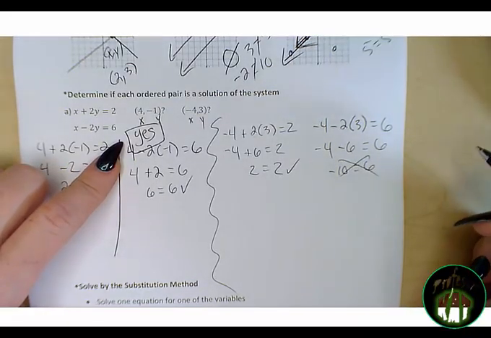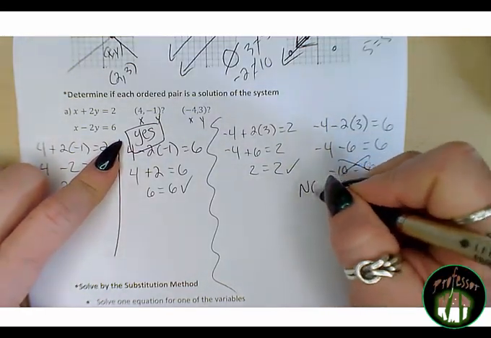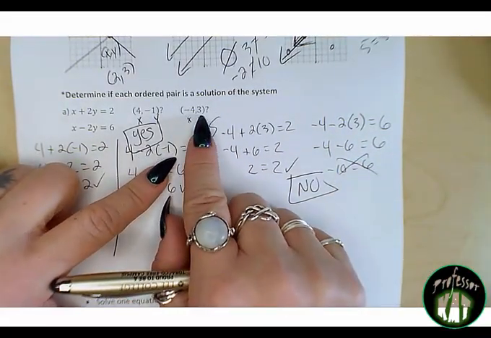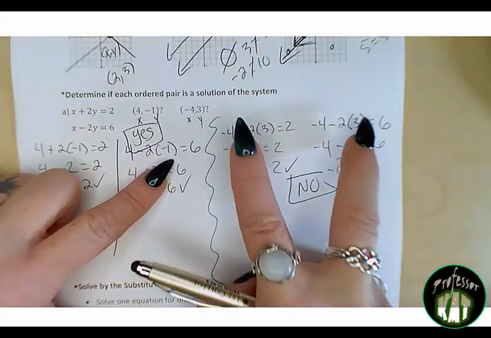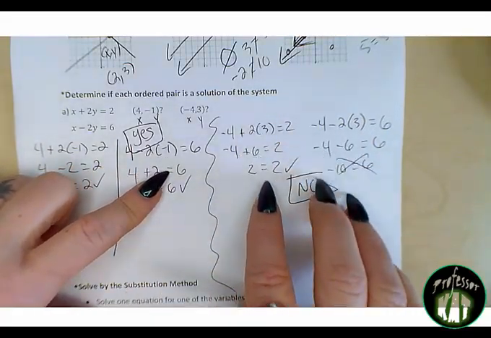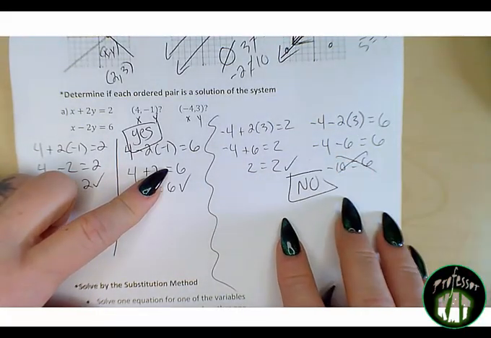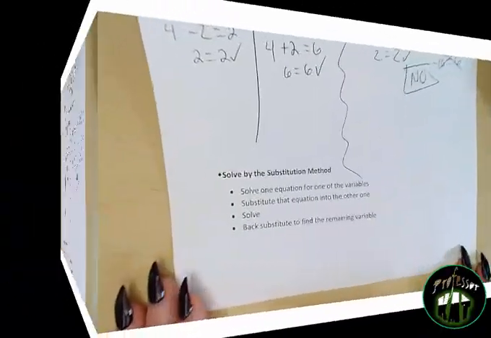That is not true. Since it was not true for this, that means that it is not true for the whole system. The point negative 4, 3 is not a solution here. It would have had to be a yes for both equations, for the entire system. The minute you get a no for one of them, it's a no for the whole thing. So yes for the first point, no for the second.